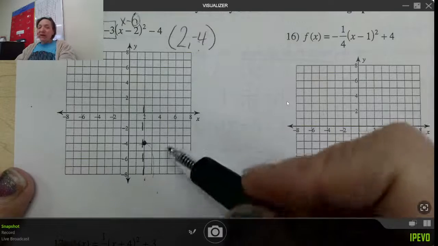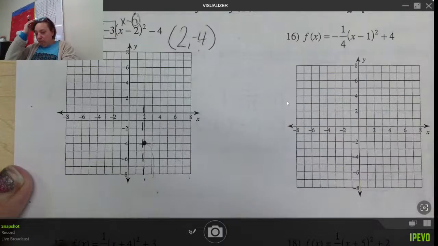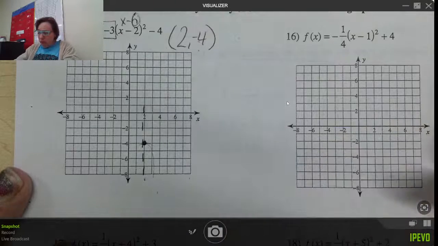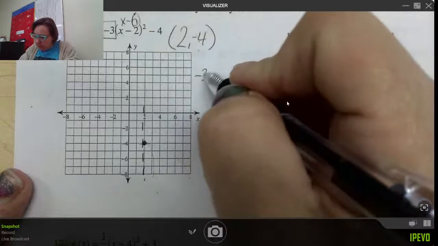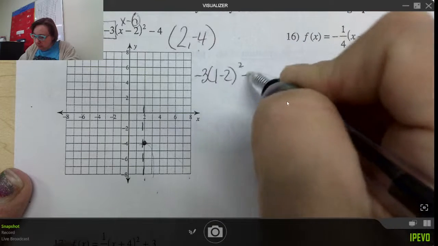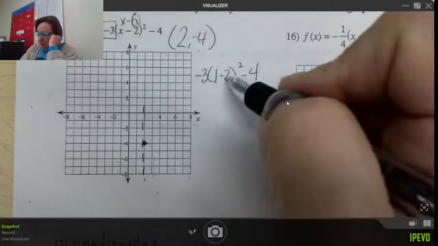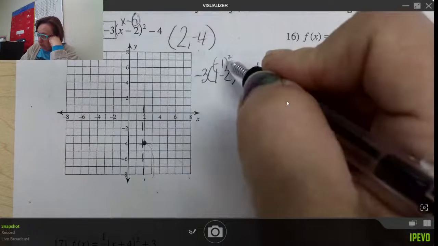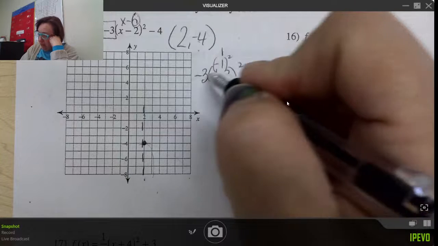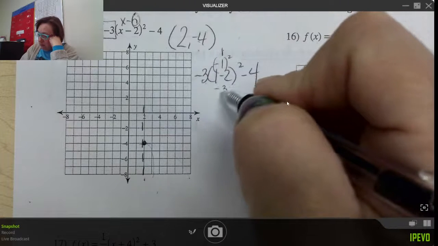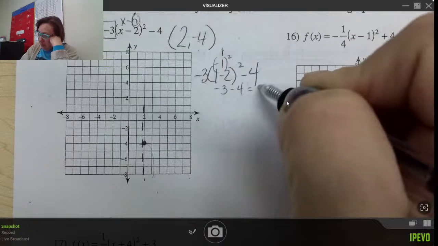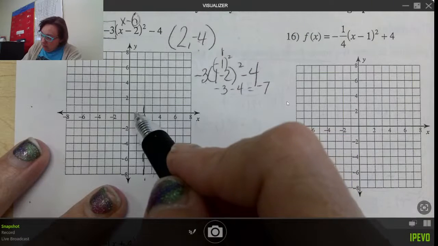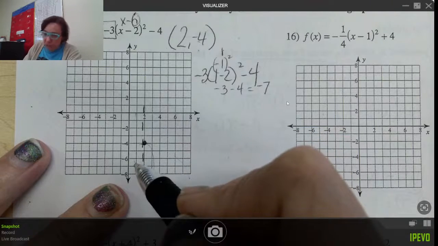Okay, so what x value do y'all want to use? So what number do you want to use for x? 1? Alright, so let's stick a 1 in there. Let's see how it turns out. So what is 1 minus 2? Negative 1. What's negative 1 squared? Positive 1. What's negative 3 times 1? So what does that give us? So if 1 is our thing, then negative 7 is our point, right?